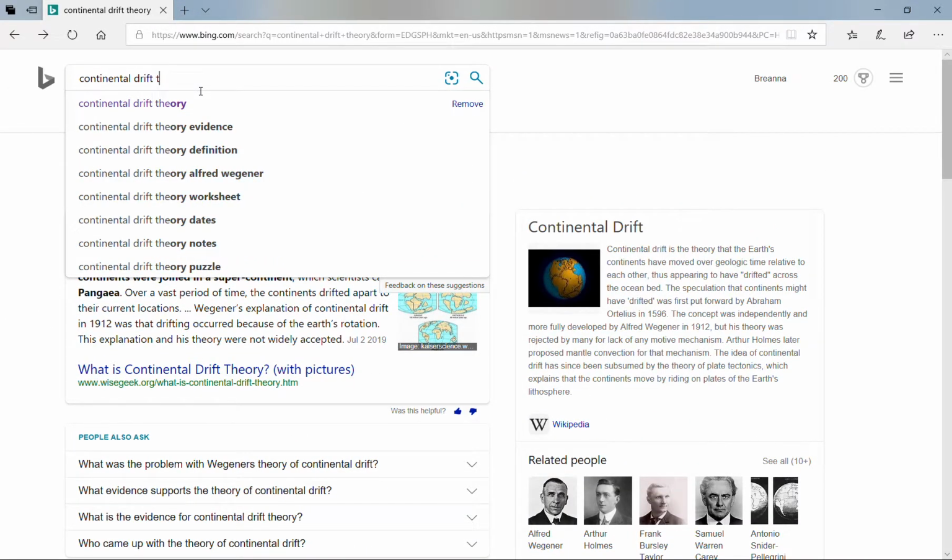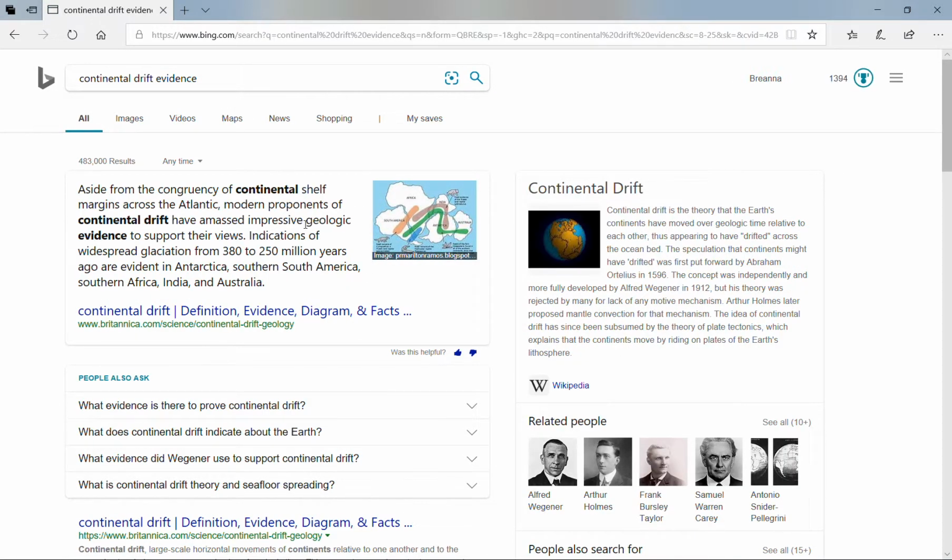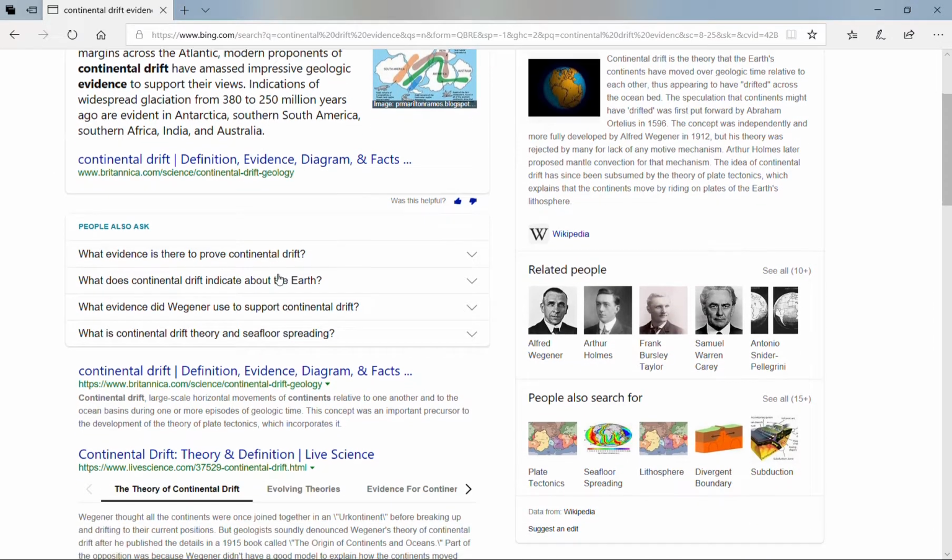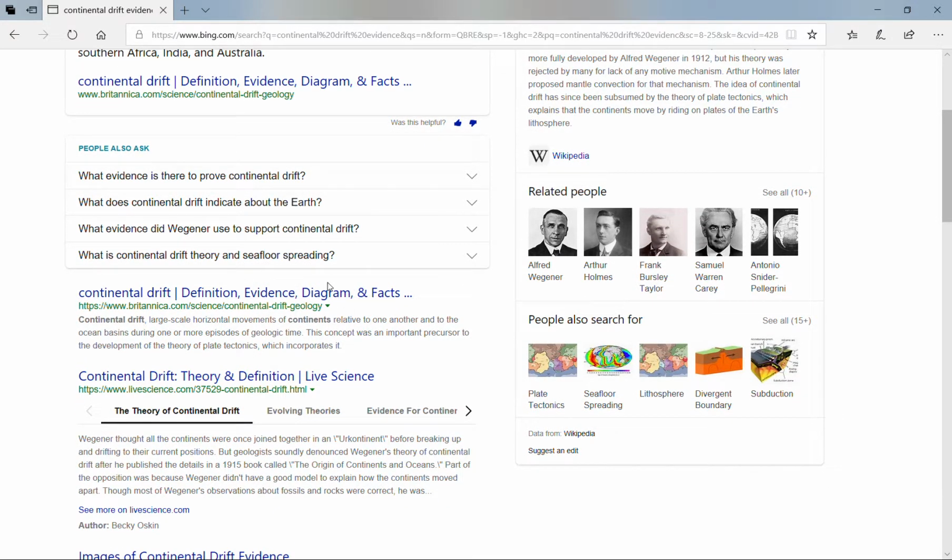Alfred Wegener's evidence for that theory is that, one piece of evidence, they all looked like they could fit together. All the coastlines matched up.